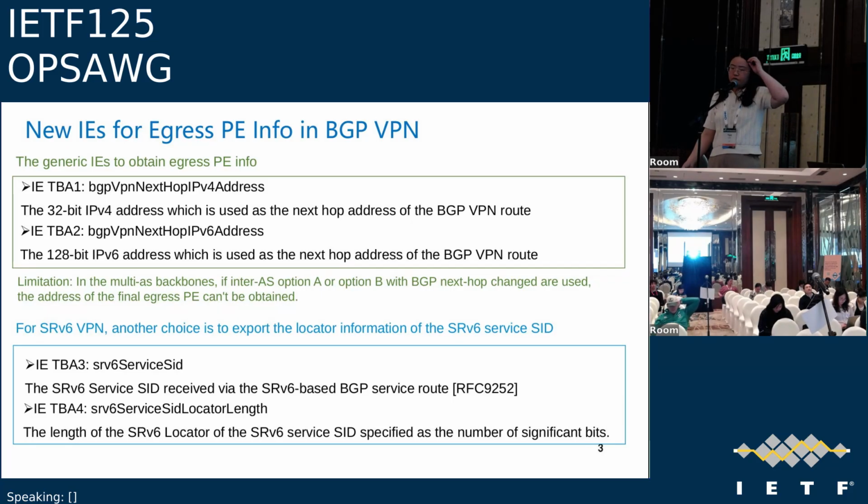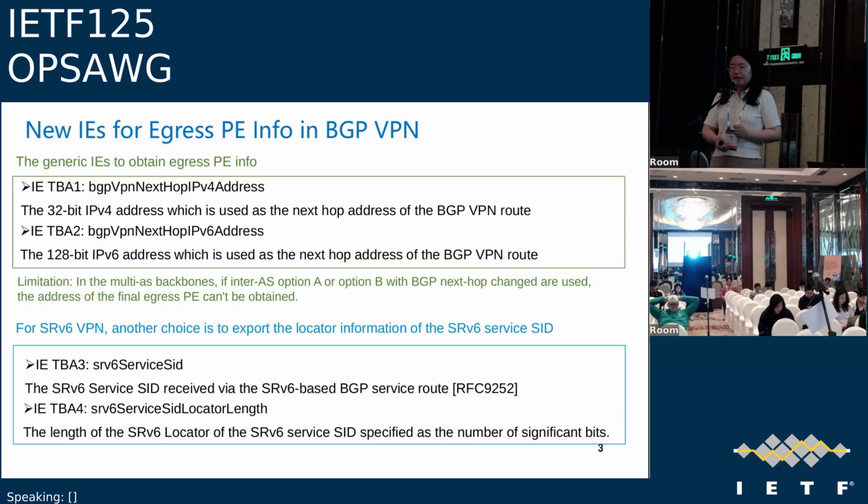So for SRv6 VPN especially, another choice is to export the locator information of the SRv6 service SID, because normally the locator of the SRv6 service SID, or the so-called VPN SID, is well designed on each egress PE.